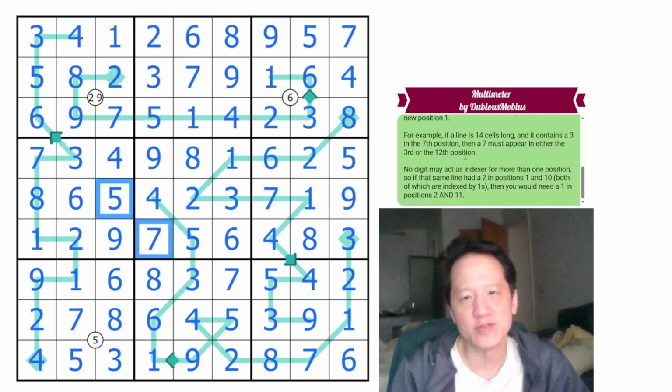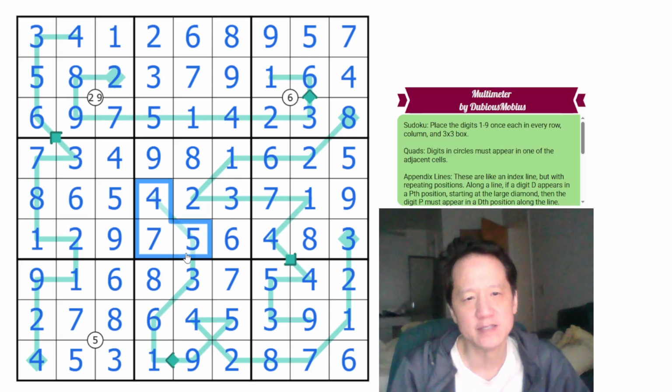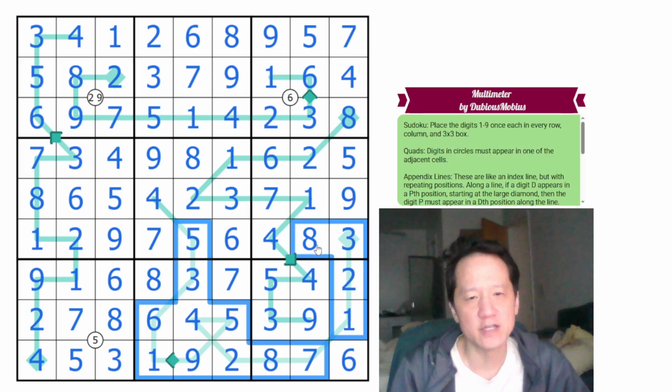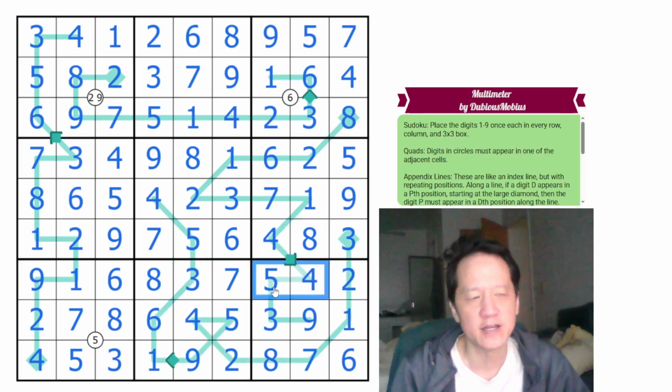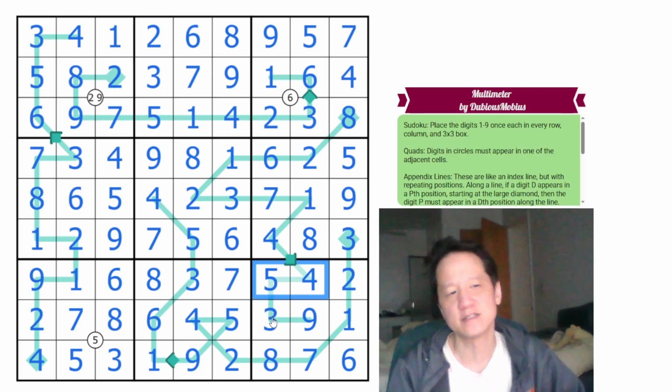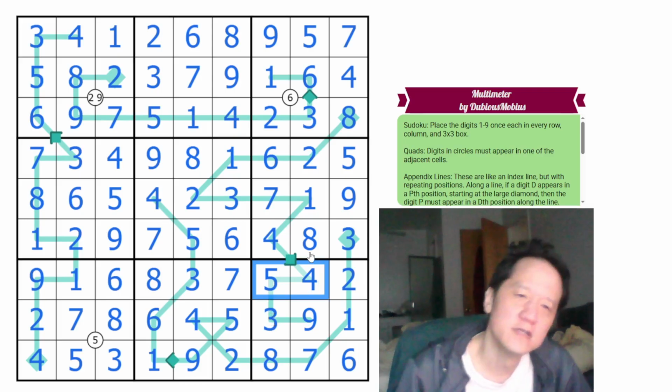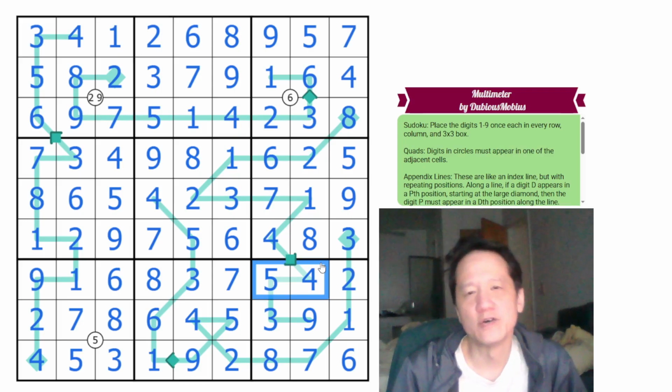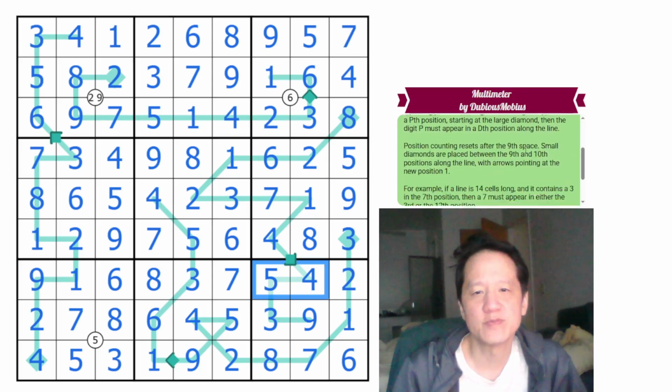Very interesting about this appendix lines. Knowing that each index essentially has to be on the line as many times as it indexes is very important. So that's actually a good shortcut to know in the future for these types of puzzles.